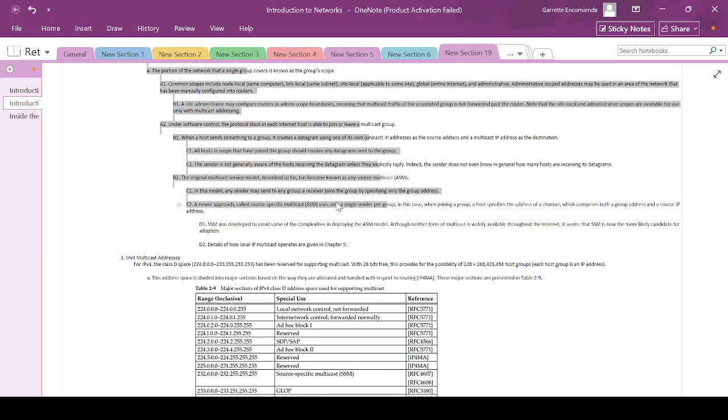A newer approach called source-specific multicast, or SSM, uses only a single sender per group. So in this case, when joining a group, a host specifies the address of a channel, which comprises both a group address and a source IP address.